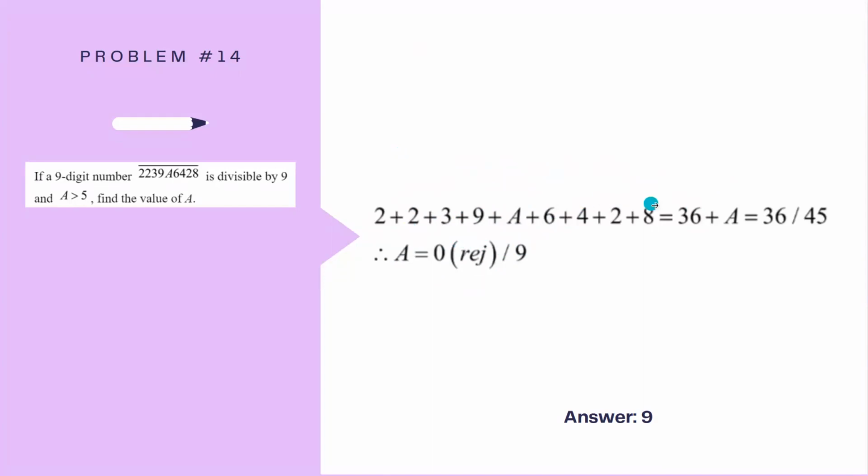If we add all the numbers, including the A, we have 36 plus A, right? 36 is already divisible by 9, so we can assume that A is equal to 0. But according to the problem, A must be greater than 5. That's why we reject the 0. Now we proceed to 9. 36 plus 9 is 45. 45 is also divisible by 9. So the value of A must be 9.